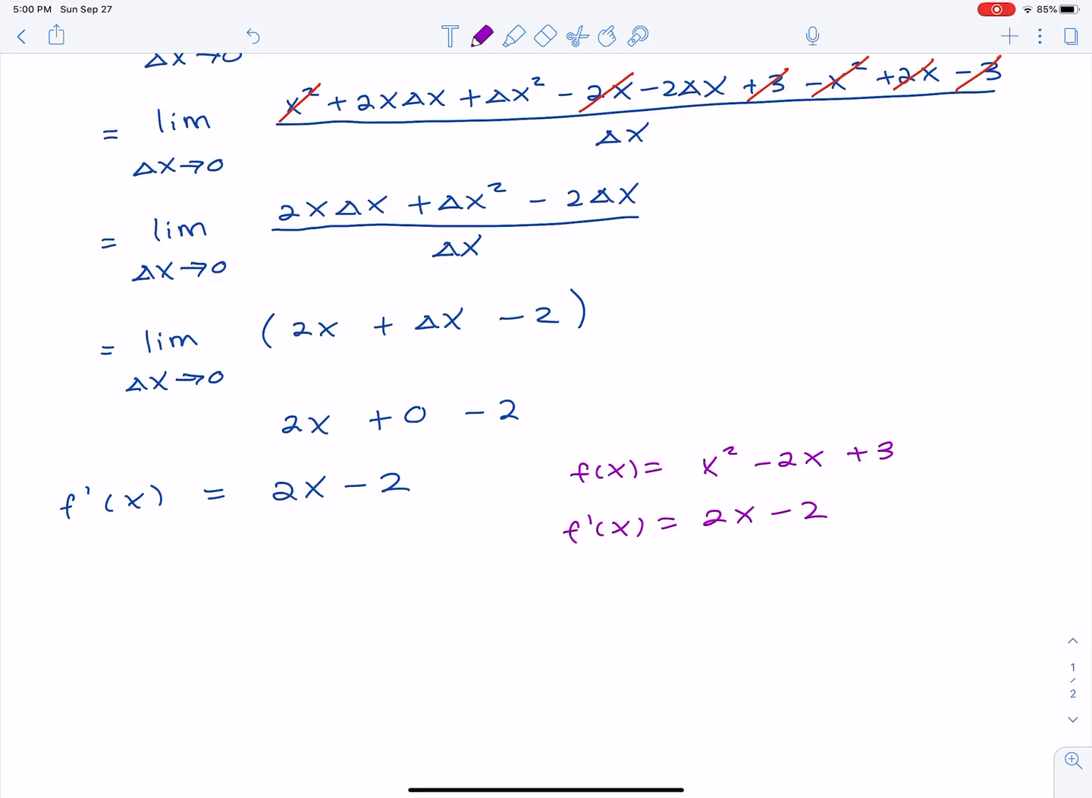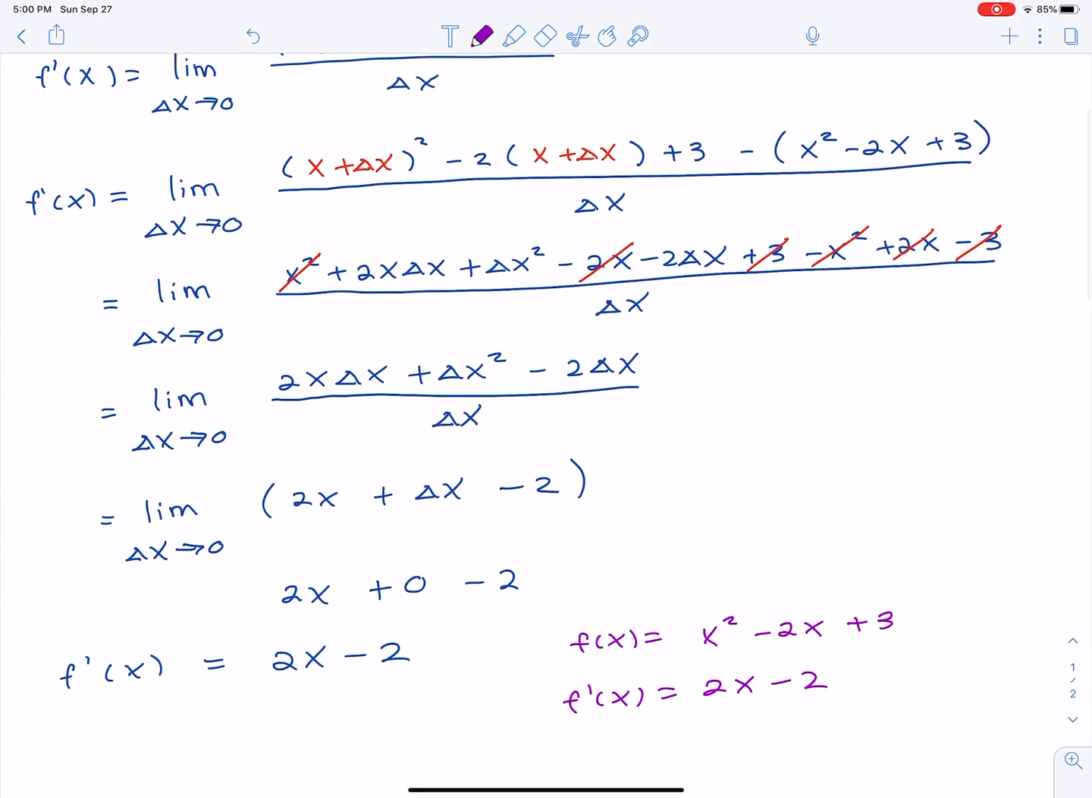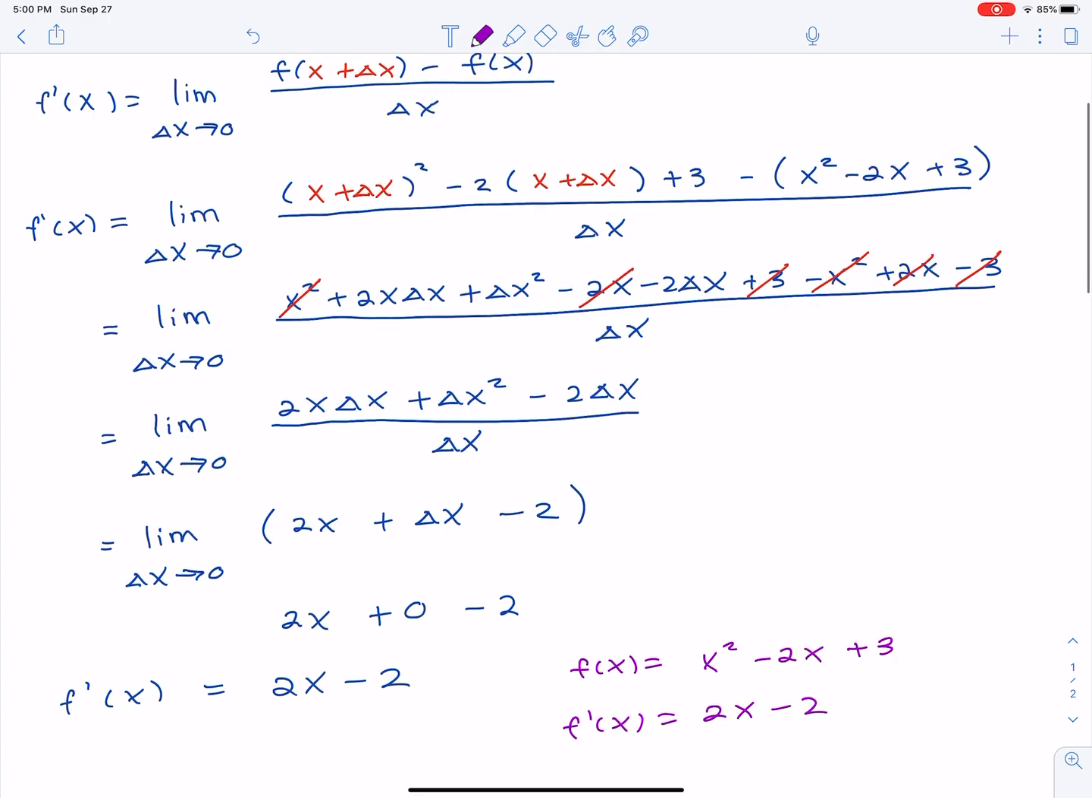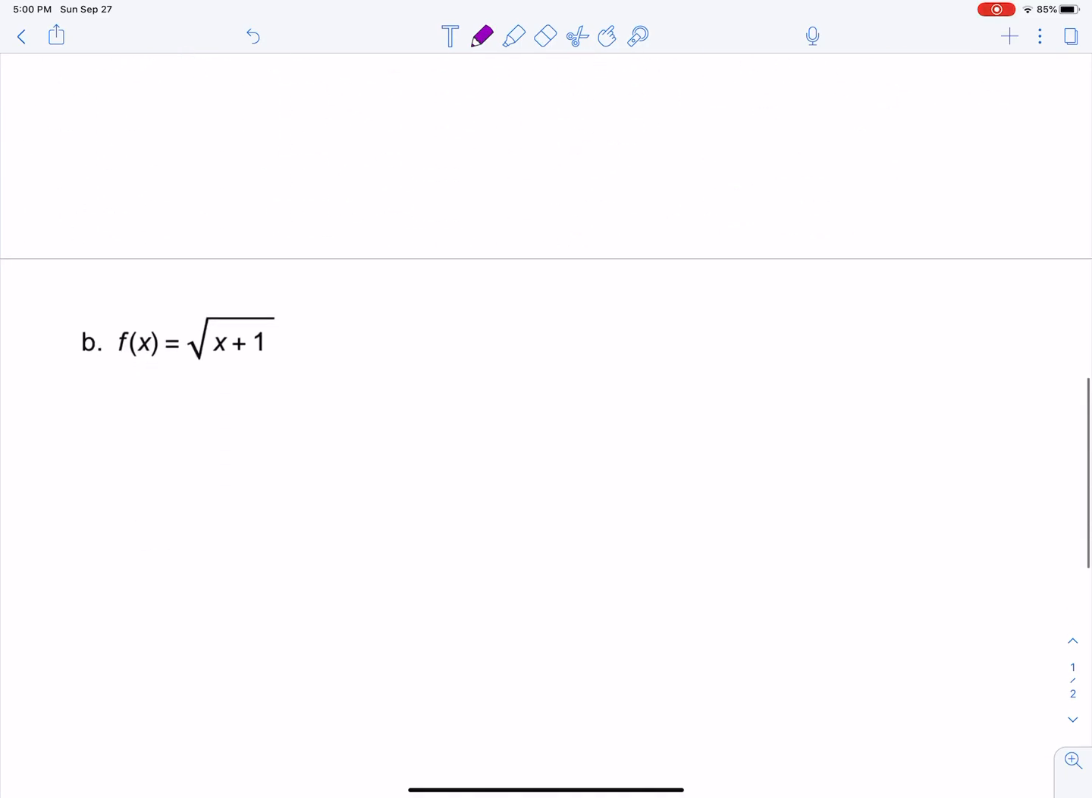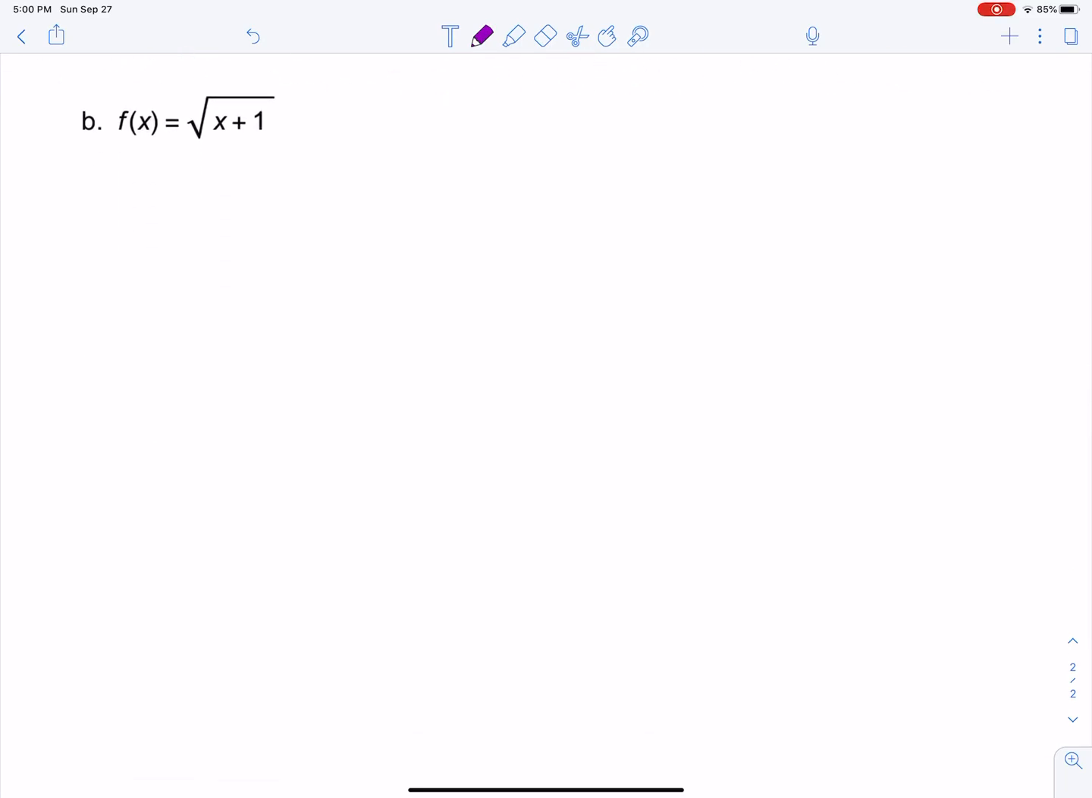So again, the nice thing is not only do we have a quicker way of doing things, but we have a nice way of checking our hard work here. Okay, let's move on. I'm going to do one more here of these definition ones.